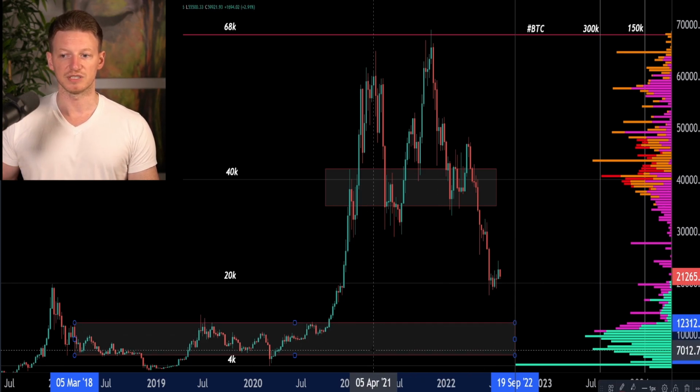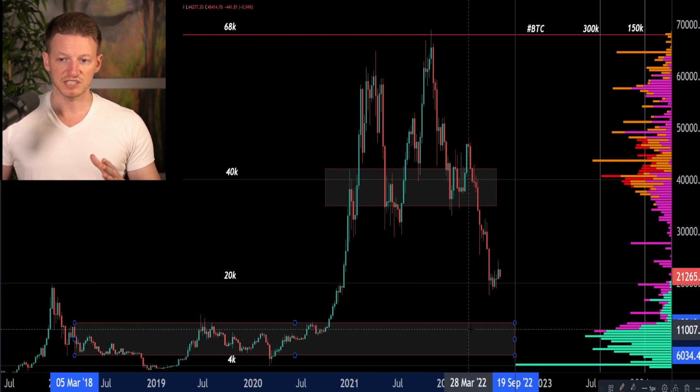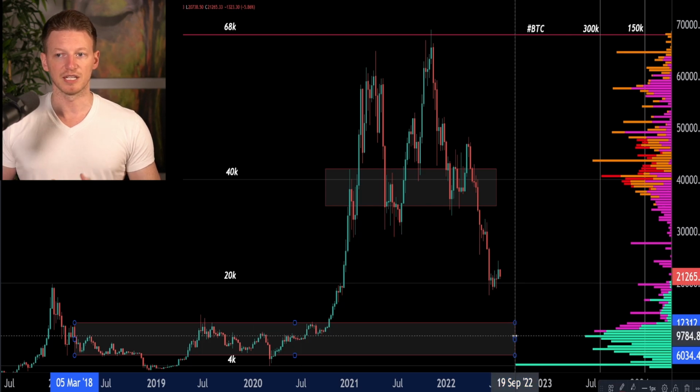Now, oftentimes you could see that we form an area of support at a psychological level, like 15K or 17.5 or 12.5, something like that. But once you break through those zones, you typically go to one of your fundamental areas of support.